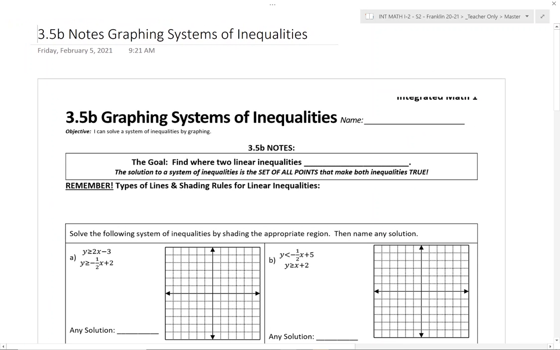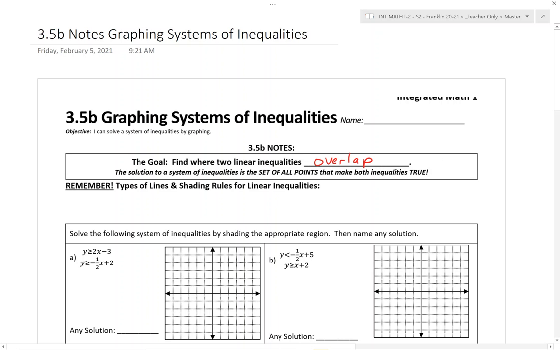In these notes, we're going to continue our work with graphing systems, but 3.5b notes will be graphing systems of inequalities, not equations. So remember, a linear inequality is where we graph a line and then shade one side or the other to represent all the possible solutions of that inequality. And so when you have a system of inequalities, which again is two or more linear inequalities, the goal here is not to find the point where these lines intersect, but to find where the two linear inequalities, the two shaded regions, overlap.